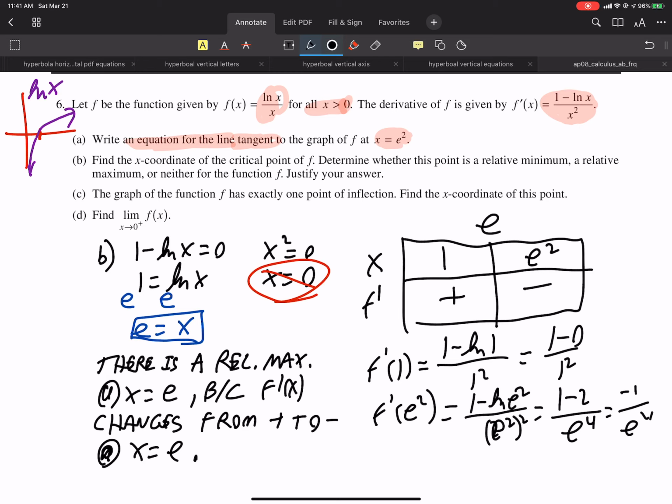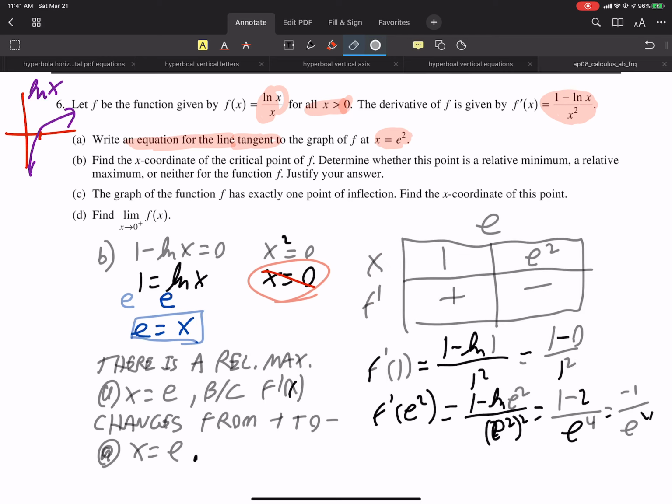Now we're going to go on to C and D. I'm hoping this goes relatively quickly because these are taken forever, and I know you don't want to spend forever listening to my wonderful voice.